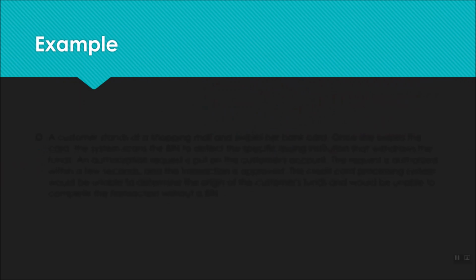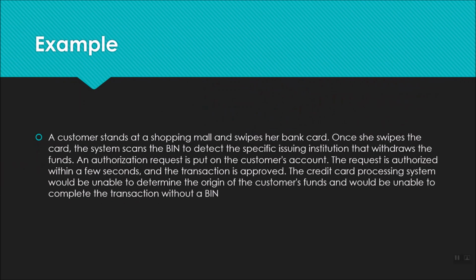So here is a full working example. If a customer stands at a shopping mall and swipes her bank card, once she swipes the card, the system scans the BIN to detect the specific issuing institution that withdraws the funds. An authorization request is put on the customer's account. This request is authorized within a few seconds and the transaction is approved. The credit card processing system would be unable to determine the origin of a customer's funds and would be unable to complete the transaction without a BIN.